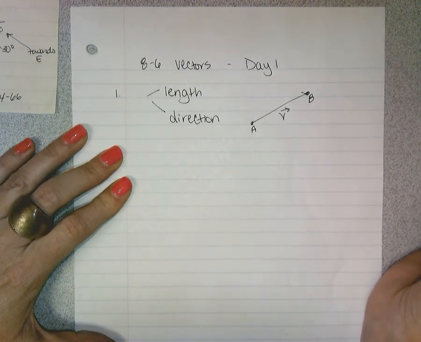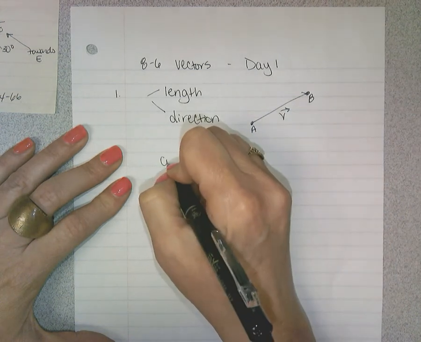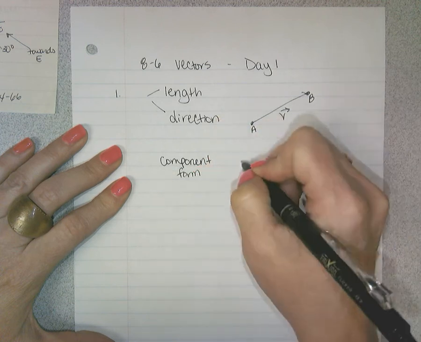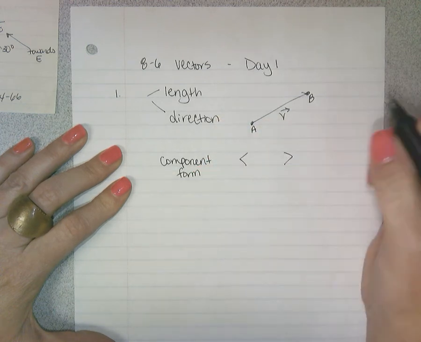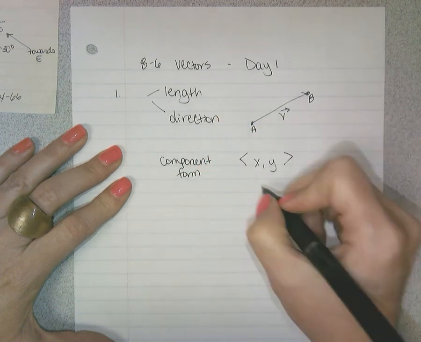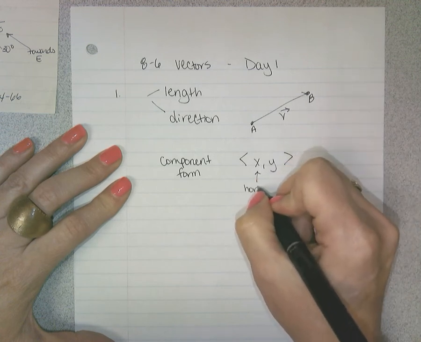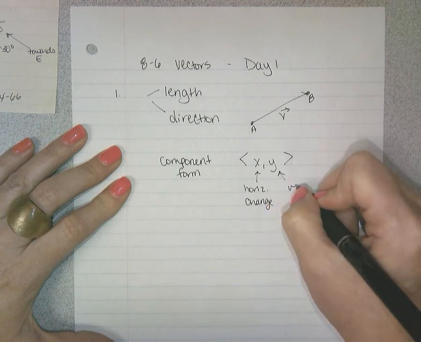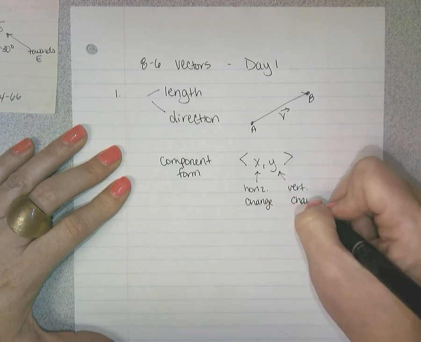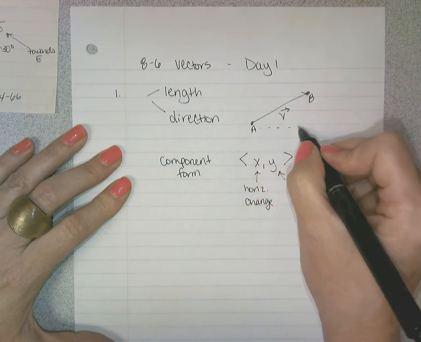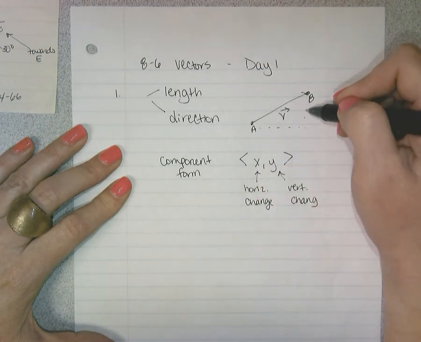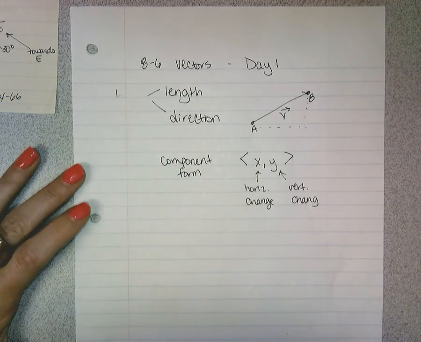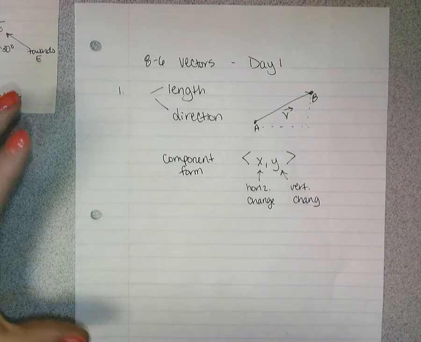You can write it in component form. Component form looks like this. The brackets are pointed like this, and you have an X and a Y value. This is your horizontal change. This is your vertical change. So if it's on a grid, how far over you go is your X value, how far up you go is your Y value, almost like you're calculating the slope. All right, so let's talk about length and direction separately.